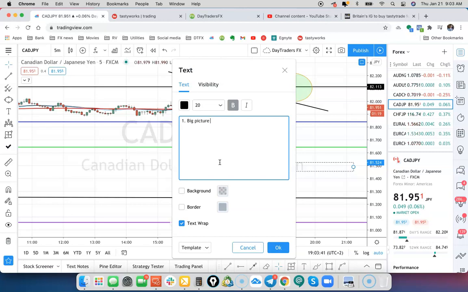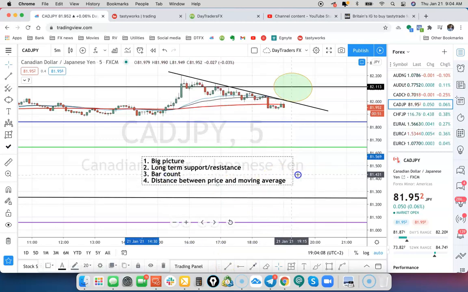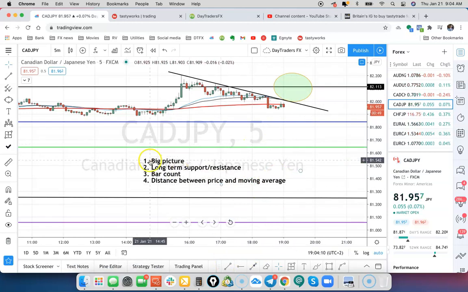And in this case right here, we have a little bit of an uptrend. We're coming off major lows. Everything's looking really good. Long-term support, resistance, right? We want to look at bar count and how much more we have to run, and we want to look at distance between price and moving average. So I want you guys to look at these things and say, okay, this is what I have to work with here. Big picture looks pretty bullish on CAD yen.